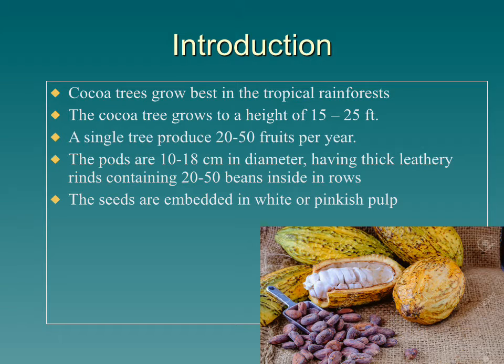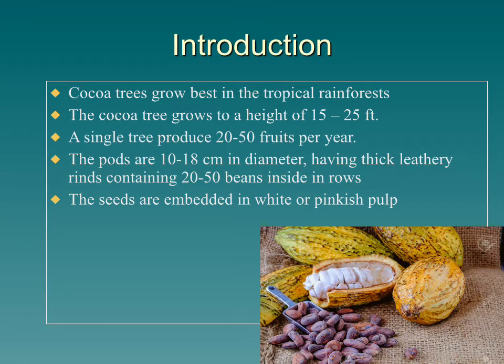As we all know, cocoa is used in day-to-day modern life in confectionery items like dark chocolates, cakes, and beverages like cold coffee, etc. These cocoa trees grow best in the tropical rainforest region. The cocoa trees have a height of 15 to 25 feet. A single tree will produce 20 to 50 fruits per year.